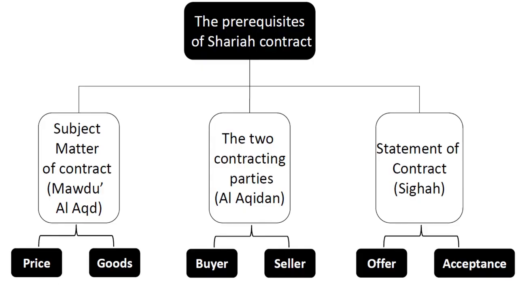But before that, let me just recap that a contract is divided into three major pillars. The first one is the contracting party, buyer and seller. The second pillar, which is today's session, is the price and goods. And the third pillar is the sigha, or the offer and acceptance. From these three pillars, the most important one is the subject matter.